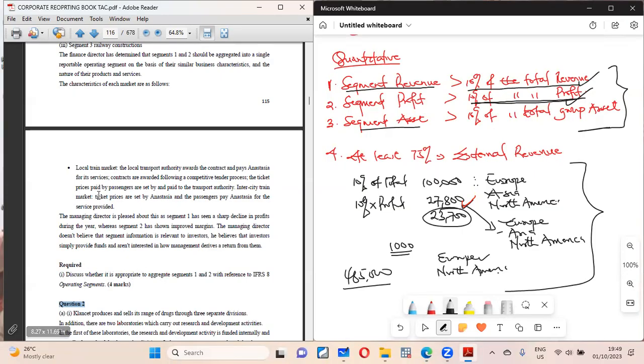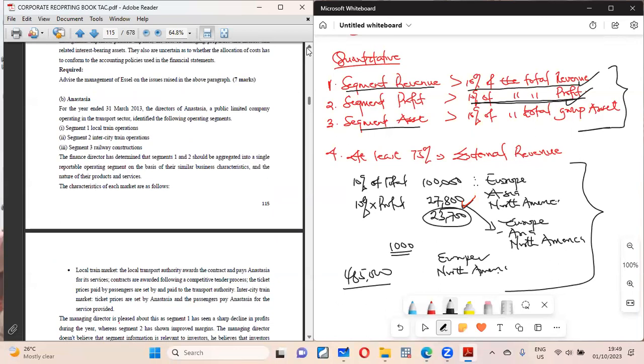The B part of this question is about aggregation. Discuss whether it is appropriate to aggregate segment 1 and 2. On what grounds do you aggregate? Do you remember? The product and service should be the same. The production process should be the same. Class of customers should be the same. Then what else? Their distribution channels, the same.